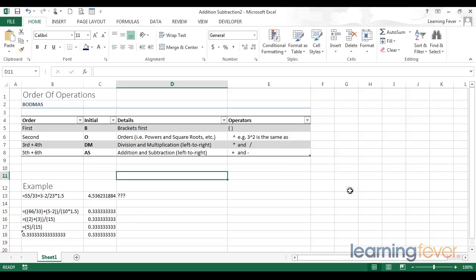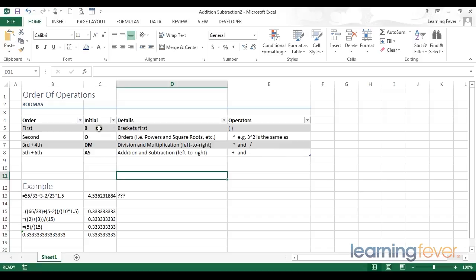So what does BODMAS stand for? Well, first of all, it's telling us we need to calculate anything that is in brackets first. So we'll have other operators such as the power operator, division, addition, but what comes first, regardless of anything else, is that brackets must be calculated first.